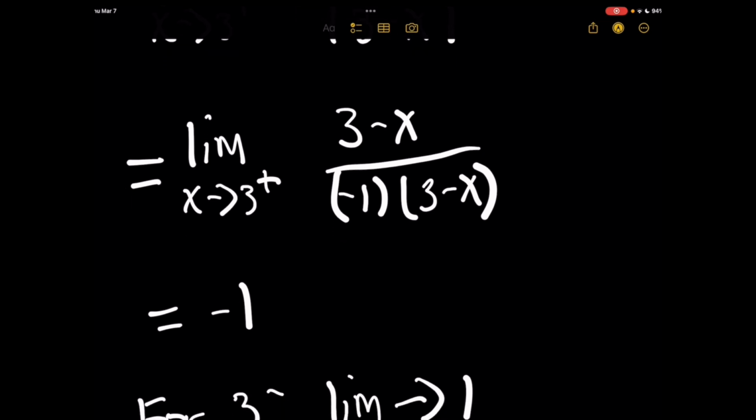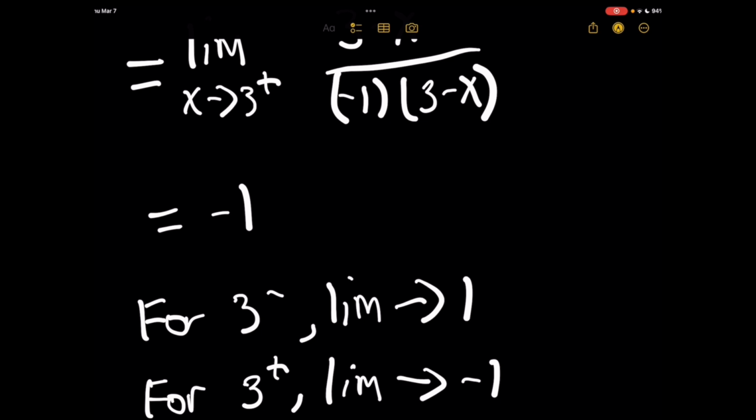Because if we summarize, notice that when we approached 3 from the left, we got a limit of 1. And when we approached it from the right, we got a limit of -1. What do you think that means the answer is? Okay, so we have a jump discontinuity here. So in this case, this simply means the limit does not exist.